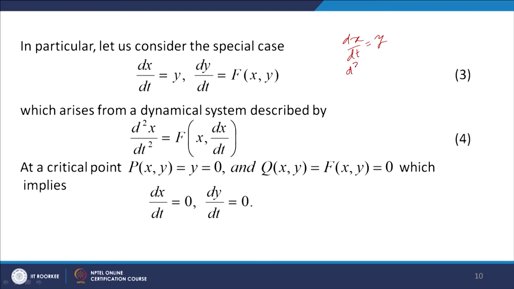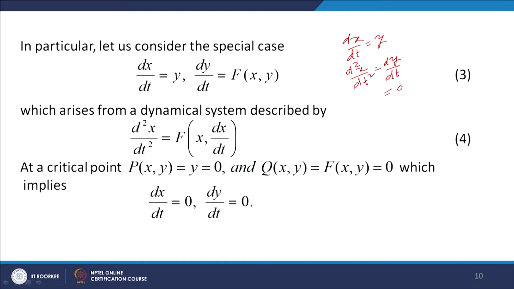So, d²x/dt² is equal to dy/dt. Okay. Now, at a critical point p(x,y) and q(x,y) are both zeros, and therefore, y is equal to 0 and f(x,y) equal to 0. So, we get dx/dt equal to 0 and dy/dt equal to 0, and further from the equation dx/dt equal to y, it follows that d²x/dt² is equal to dy/dt, but dy/dt is 0.